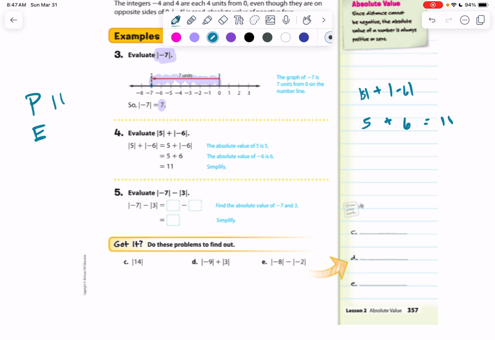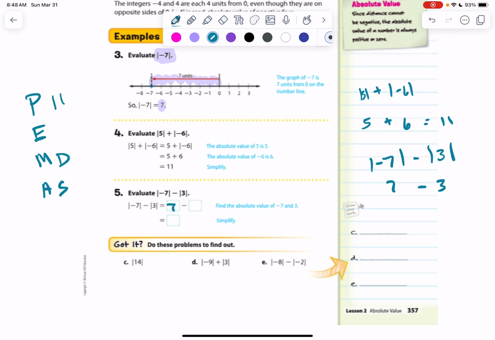Parentheses or absolute value brackets, exponents, multiplication and division, addition and subtraction. Okay, so let's try number 5. The absolute value of -7 is 7 minus the absolute value of 3, which is 3. Subtract them, and we get 4. So that's 7, take away 3 equals 4.